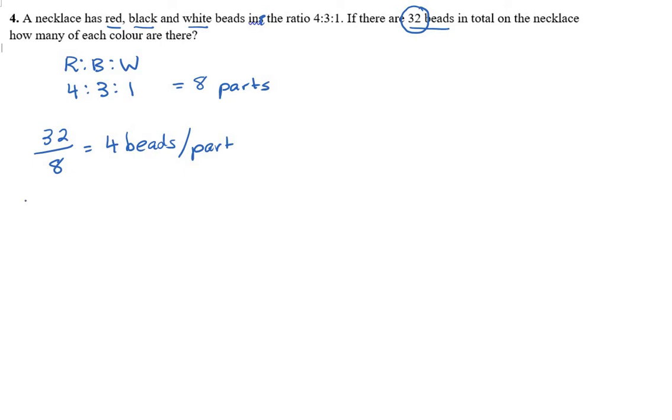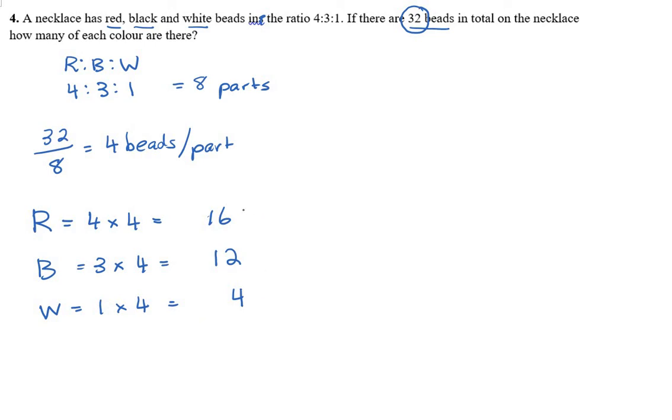Or per share. So now I can write this as red has 4 lots of 4 beads. Okay, so that has 16 beads. Black is 3 lots of 4 beads, which gives us 12 beads. And white is 1 lot of 4 beads, which gives me 4 white beads. Okay, so there's 16 red beads, 12 black beads and 4 white beads. And if I add those all together, that should give me my total of 32 beads. So 16 plus 12 is 28, plus 4 is 32. So that's 32 beads in total.